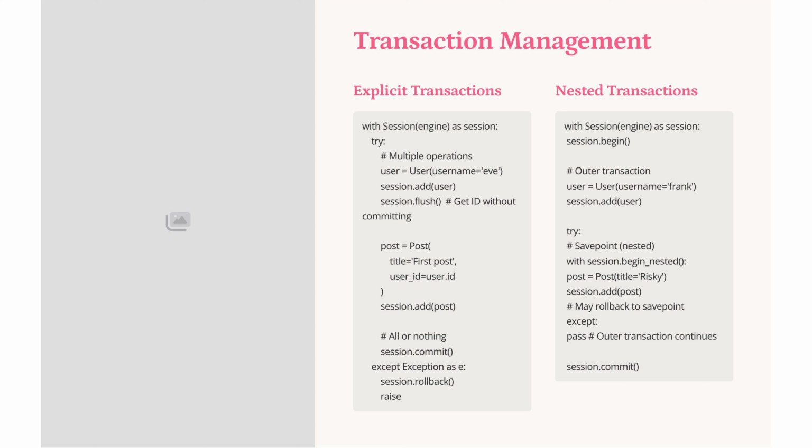Transaction management ensures data integrity. Using SQLAlchemy, operations like adding a user and a post can be wrapped in a session. If an error occurs, rollback prevents partial commits. Explicit transactions allow nested operations with savepoints, enabling selective rollbacks while maintaining the outer transaction's integrity. This approach is crucial for complex data operations.